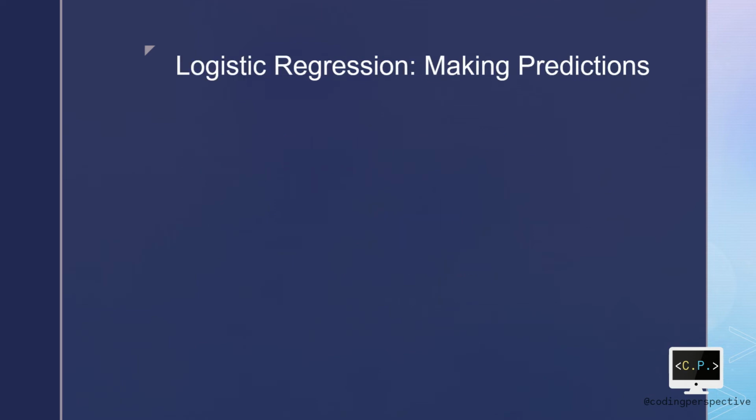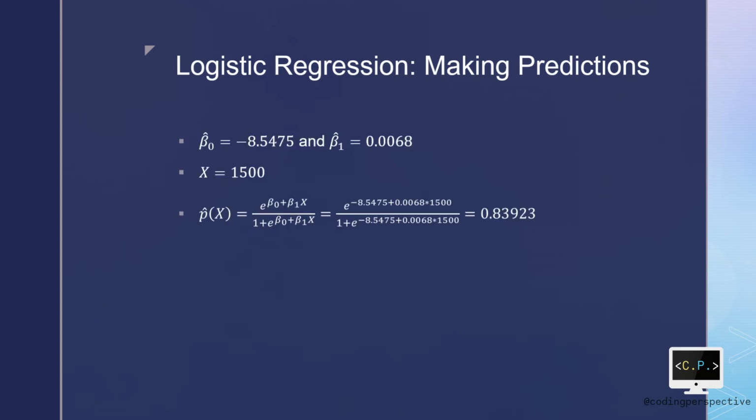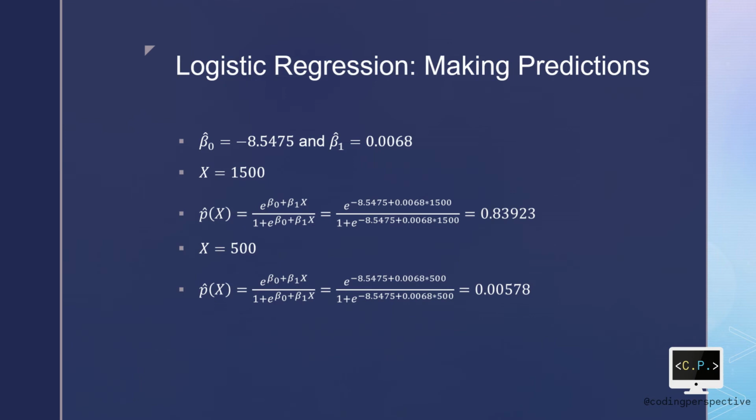Assume that you have established a model and you got the estimates of the coefficients. Your model estimated beta 0 as minus 8.5 and beta 1 as 0.006. Also, suppose that you have a test observation which has an x value of 1500. Then the probability of having 1 for that observation is almost 84%, which is quite high. However, if the value of x is 500, then the probability becomes less than 1%.